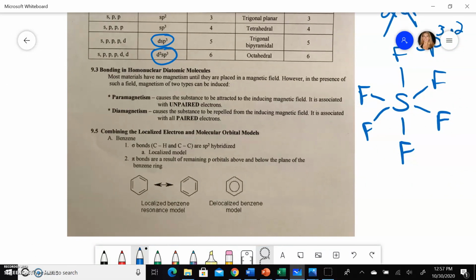And just a couple more things. Most materials have no magnetism until they're placed in a magnetic field, but in the presence of a field, you can tell two different things. And these are just some vocab words that you want to become familiar with. Paramagnetism means that you have some unpaired electrons, and diamagnetism means that they're paired. The best way to see that is to draw the orbital notation.